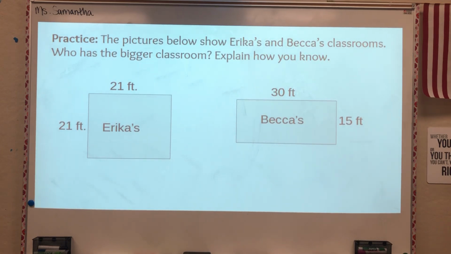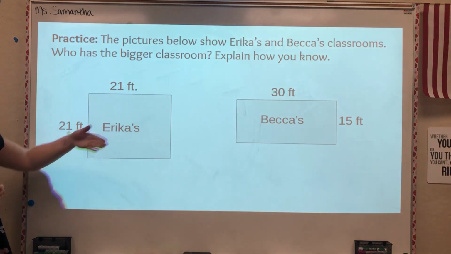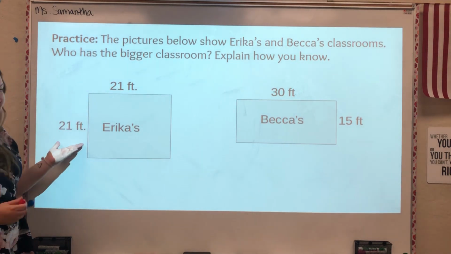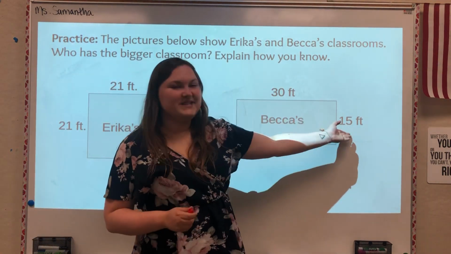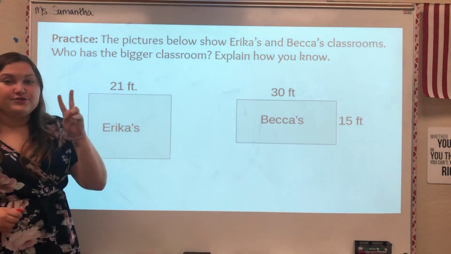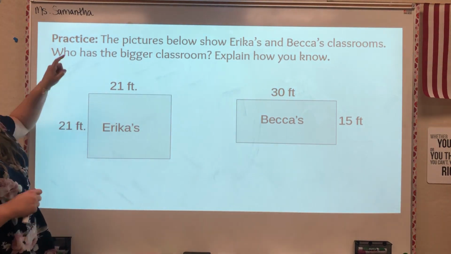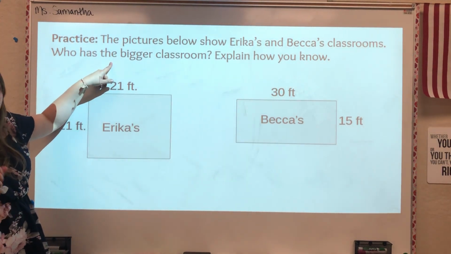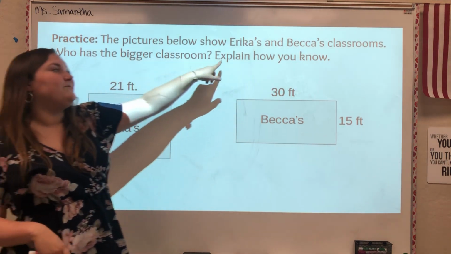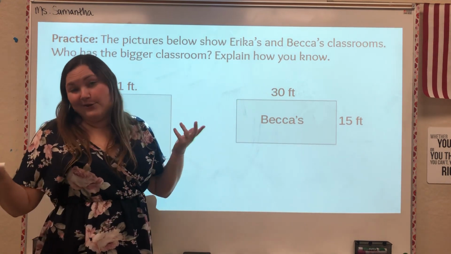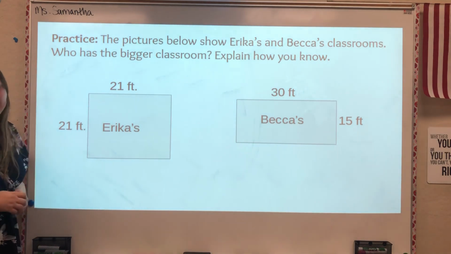The practice problem says, the pictures below show Erica and Becca's classrooms. Who has the bigger classroom? Explain how you know. So we've got Erica's classroom with the dimensions, Becca's classroom with the dimensions. Notice again, there's 2 parts to that question. The first part is who has the bigger classroom? Make sure you answer that. But also make sure you answer, explain how you know. Go ahead and try that one now.